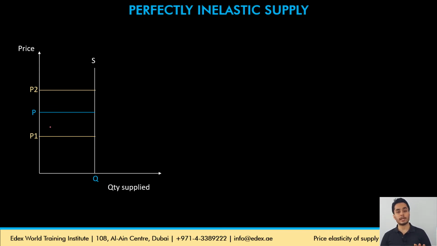So if the original price is P and the original quantity is Q, even though the price changed from P to P1 or from P to P2, you will see that there is no change in the quantity supplied. The quantity supplied at all these prices is still Q. So the graph for a perfectly inelastic supply will always be a vertical line.